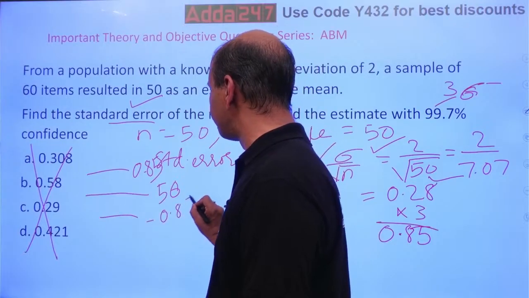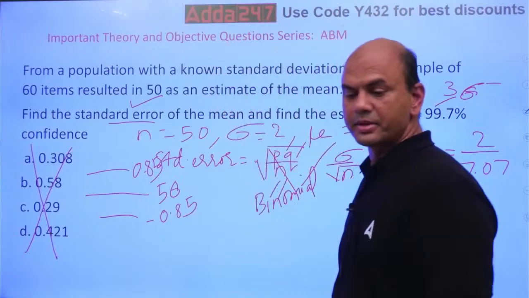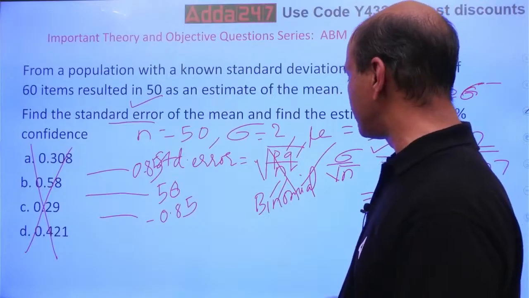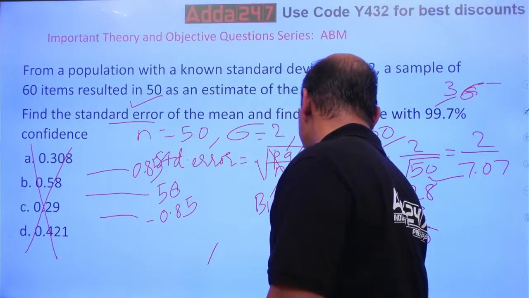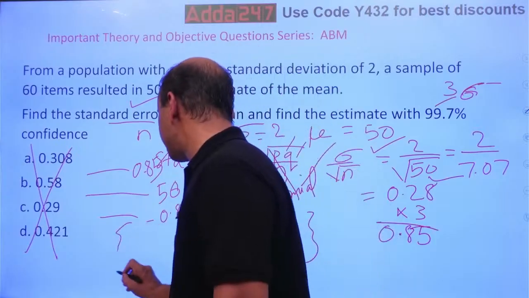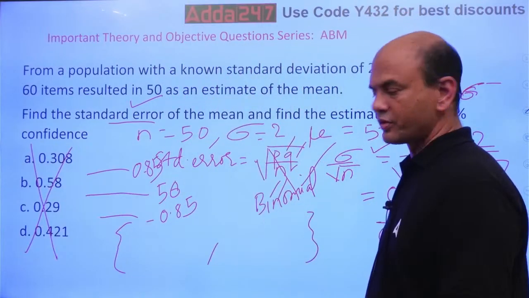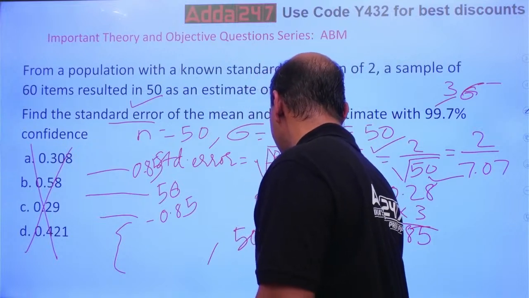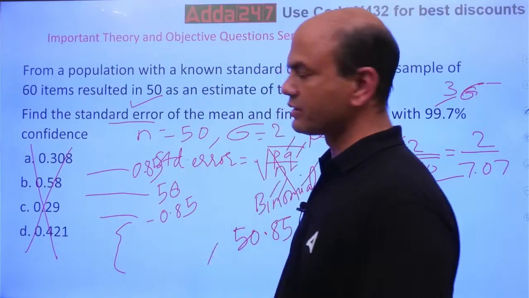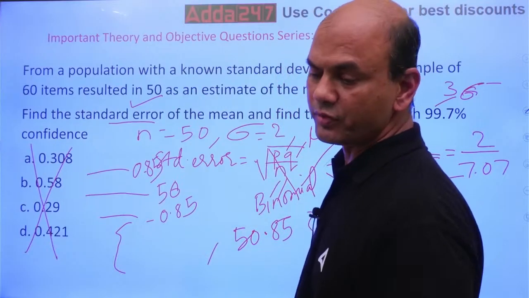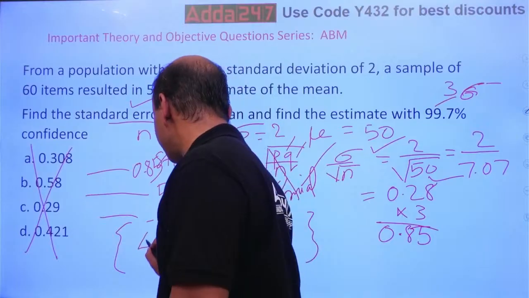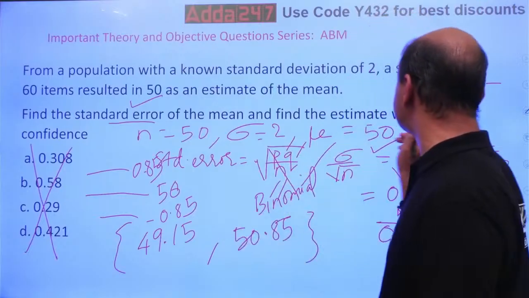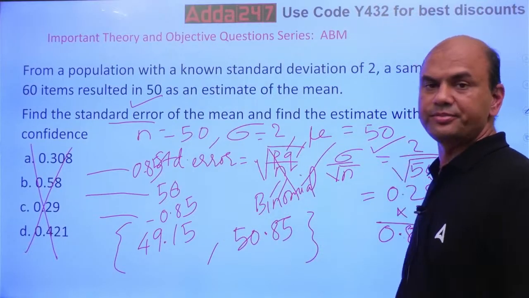Get me the answer. Plus 0.85 and minus 0.85. So 50, the answer will be, I'll put a comma. This is maxima, this is minima. So it will be 50.85. And second one, the minima, is what? 50 minus 0.85. So 49.15. This is the answer with 3 standard errors, 99.7.